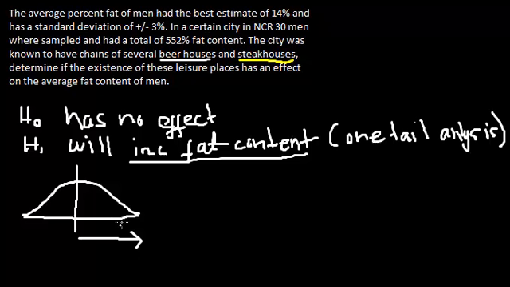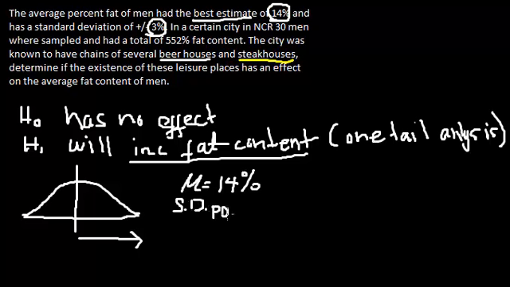Another thing we need to do is to determine what value we are testing. If you go back to the problem, there is a value called 14% and a value that is 3%. What are those values? Well, it says that it is the best estimate. So 14% is an estimate of the mean of the population, and the standard deviation 3% stands for the standard deviation of the population distribution, which they also tried to estimate.